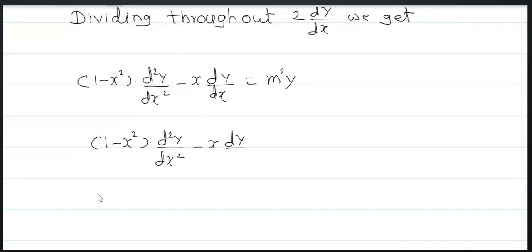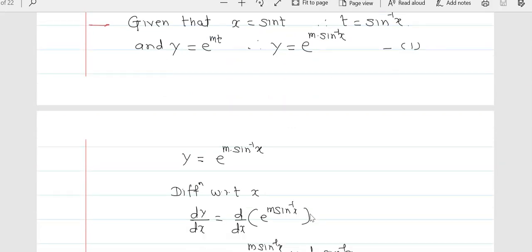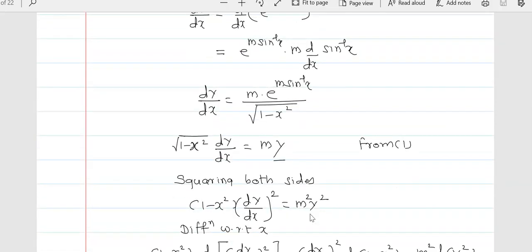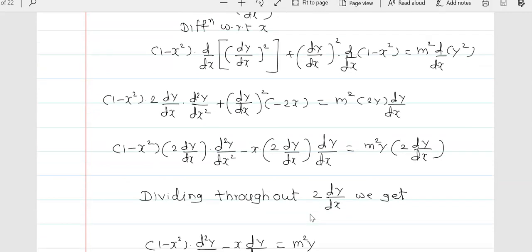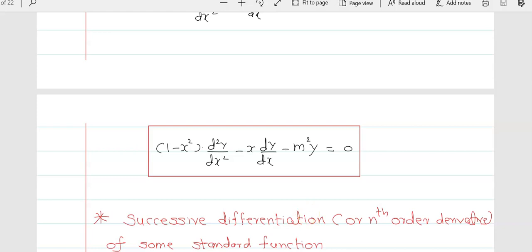That is (1 minus x²) d²y/dx² minus x dy/dx minus m² y is equal to 0. And these are the second derivatives. This is the explanation for the second order derivative. Again, if you want to write down from the board, you can write down this. And this is the answer.